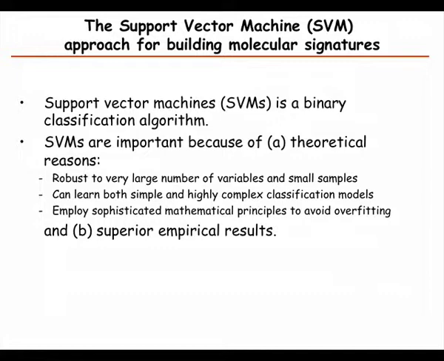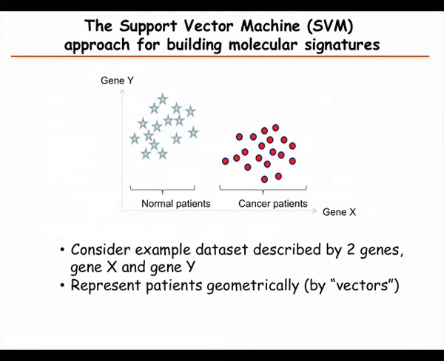So one approach to this, an example, is support vector machines, which is a machine learning approach to extracting the molecular signature. So here in this case we have, for example, two groups: one normal and one cancer patient group. And they're described by two genes, gene X and gene Y.